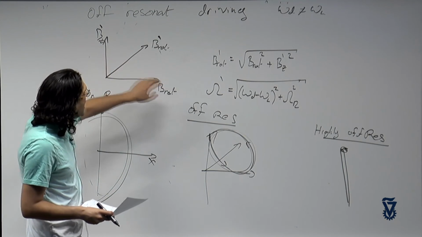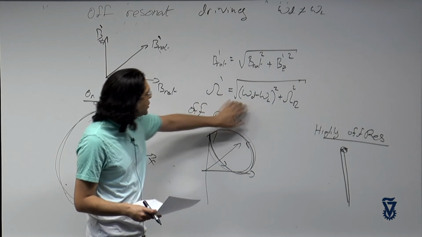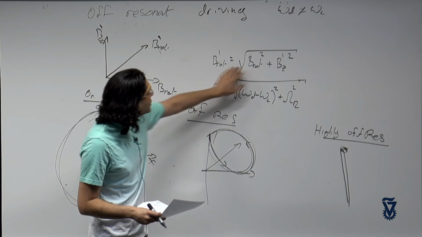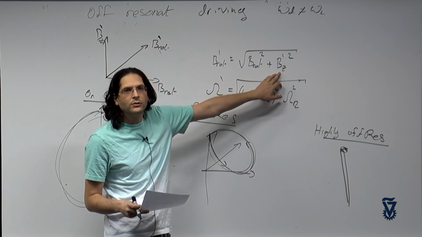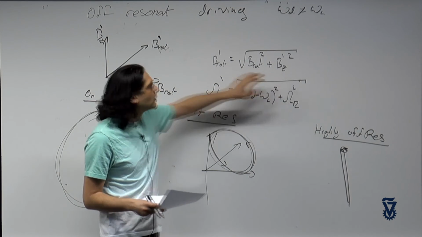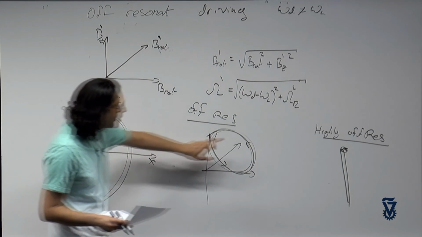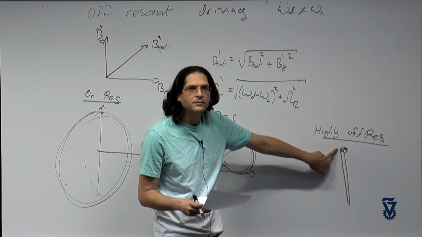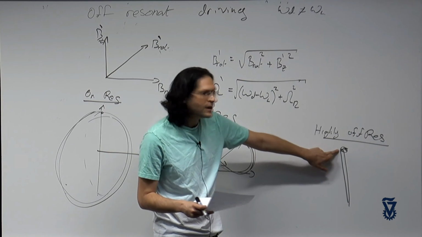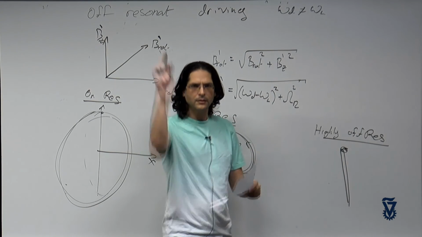When you're driving highly off resonant, your frequency is much faster, and it looks effectively as if you have an additional Z field. Okay, so these are the dynamics. When you're on resonance, you have this, but when you're highly off resonant, it looks like this. So we start highly off resonant.